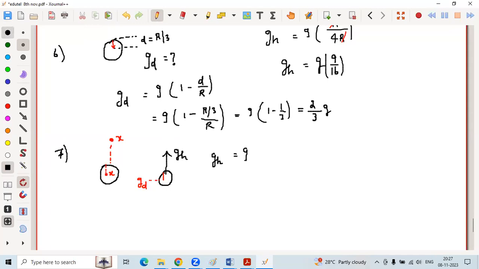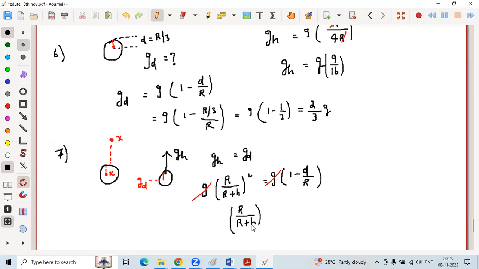Equate பண்ணுங்க, that is the question condition. GH formula என்ன? G into R by R plus H whole square. GD formula என்ன? G into 1 minus D by R. So all this will get the answer. G, G cancel. If I do this, R by R plus H whole square is equal to 1 minus D by R.